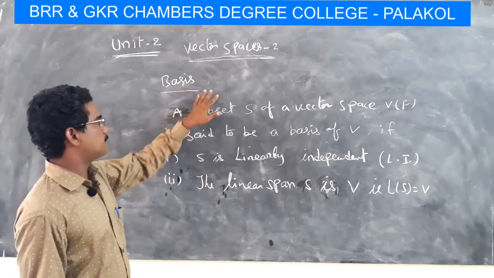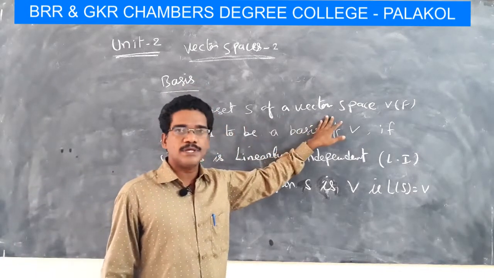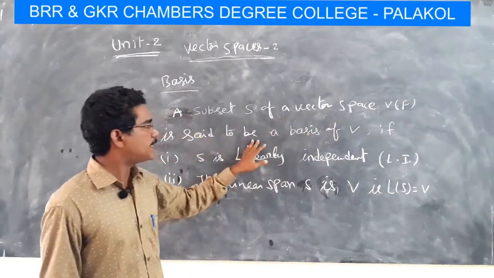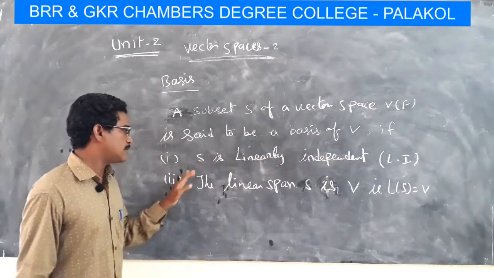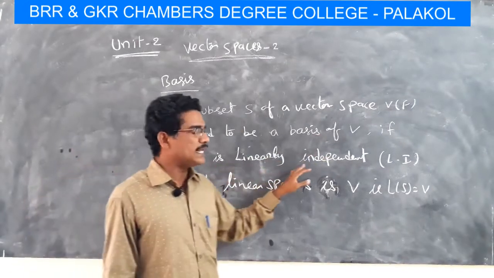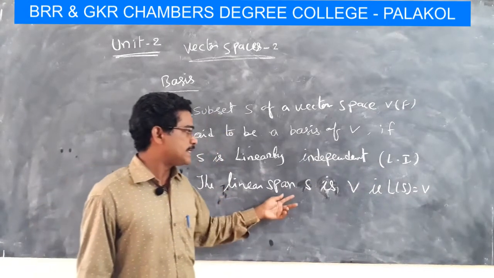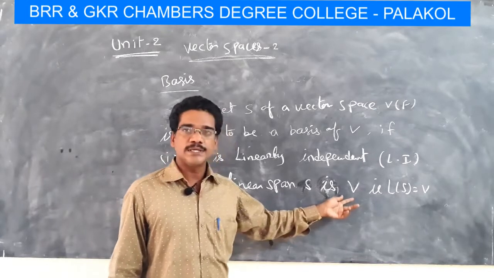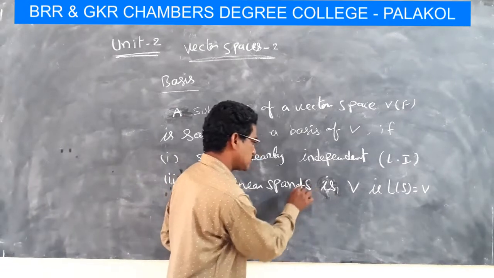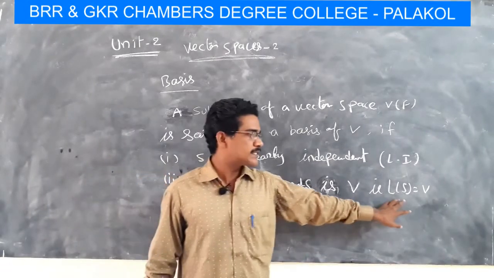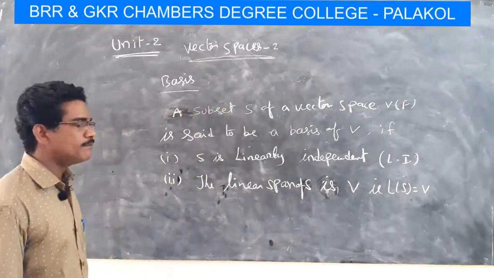Basis of a vector space definition: a subset S of a vector space V of F is said to be a basis of V if two conditions are there. First one is S is linearly independent, that means LI. Second one, the linear span of S is V, that is L of S is equal to V. It is the definition of basis of a vector space.